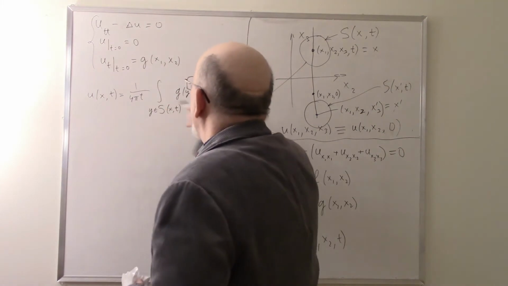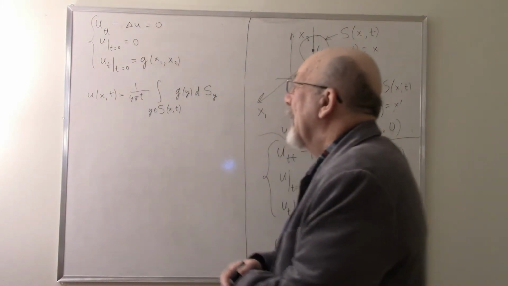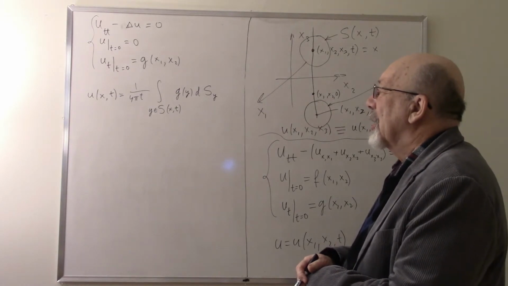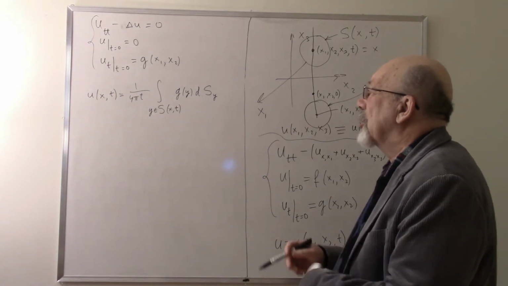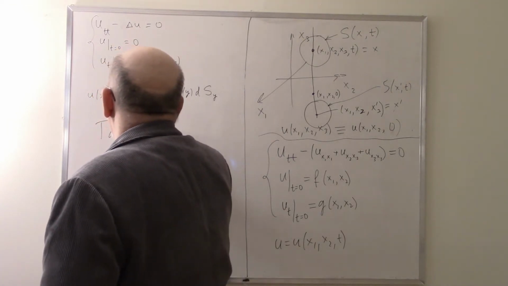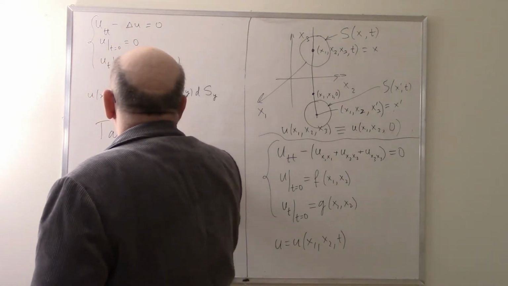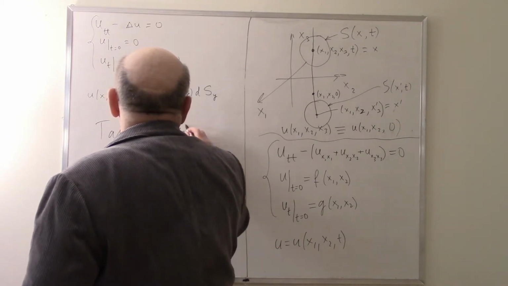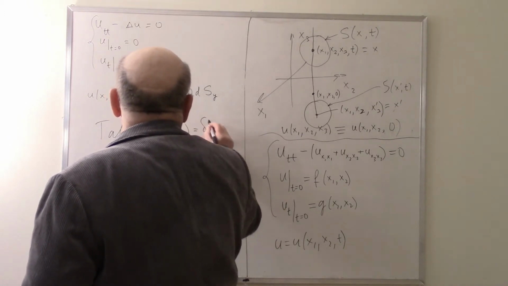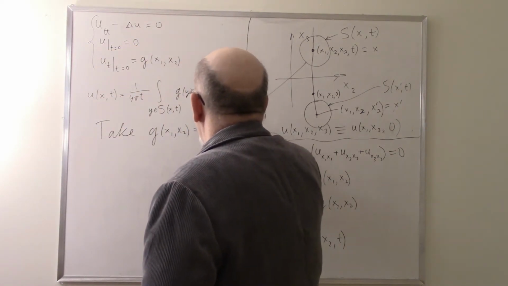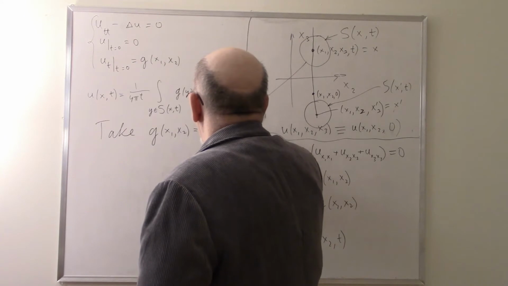So we have this formula, and it is tempting to take g of x1, x2 equals delta of x.